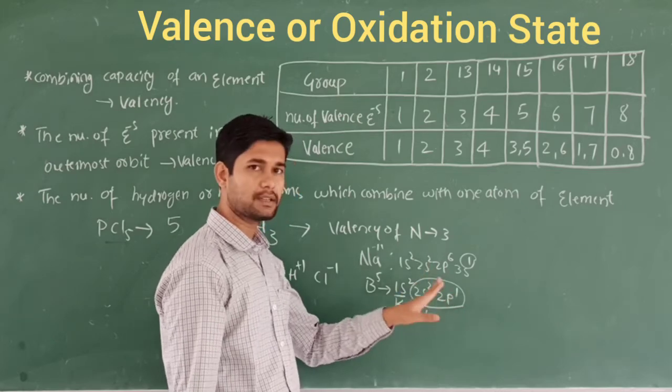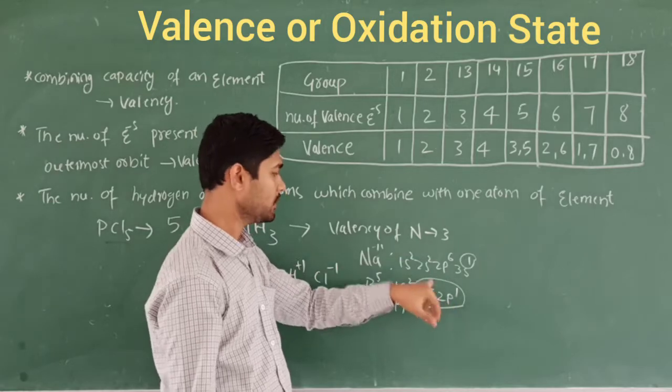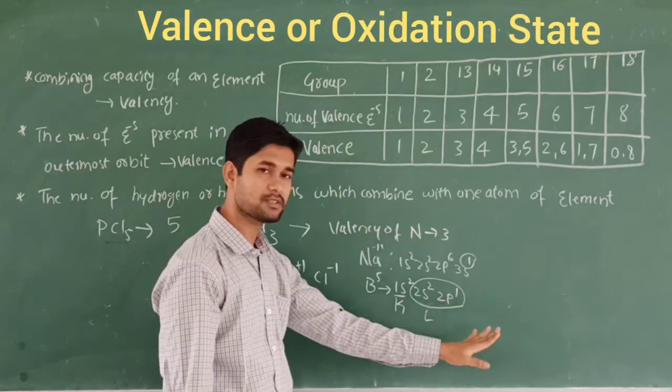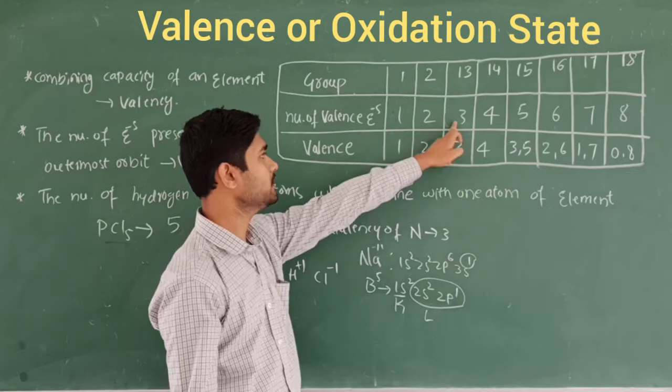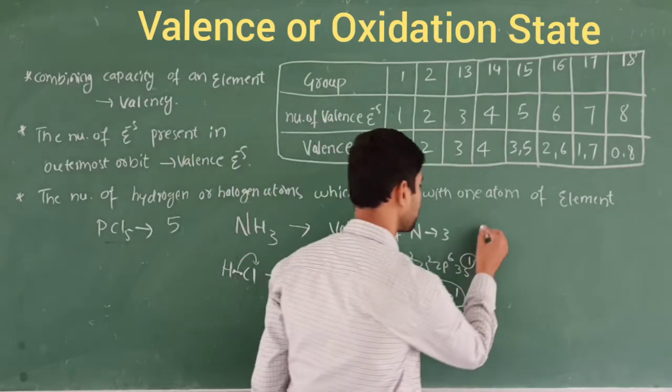In order to get the +1 state, it removes only 1 electron from the p orbital of the boron atom. In order to use all 3 outermost electrons, it loses 3 electrons to become the +3 oxidation state. What about group 14? Group 14 is nothing but carbon.